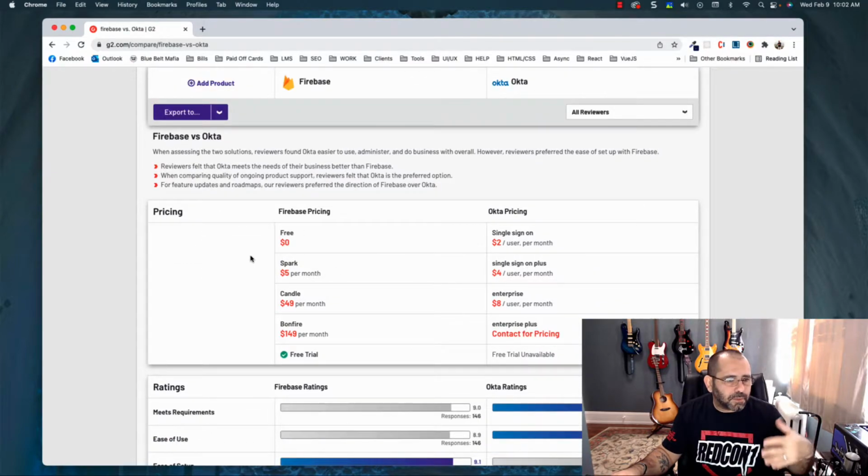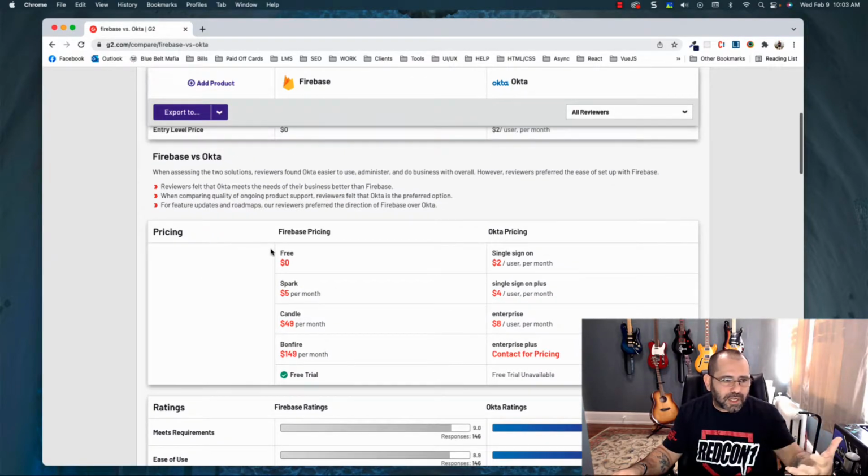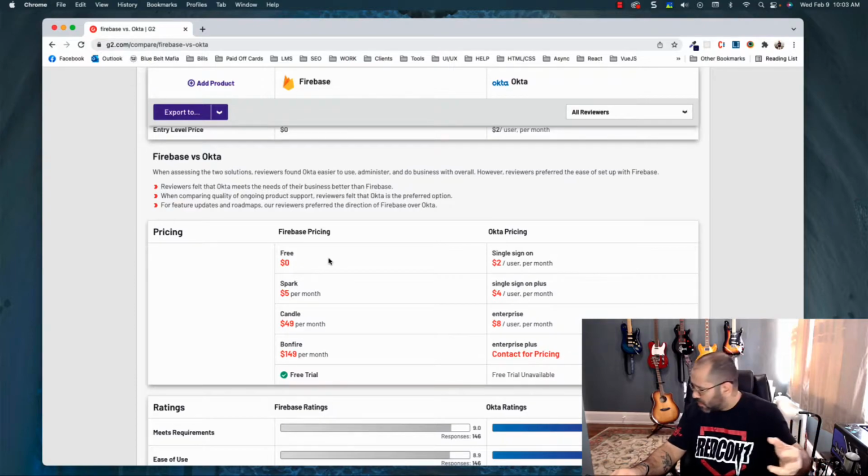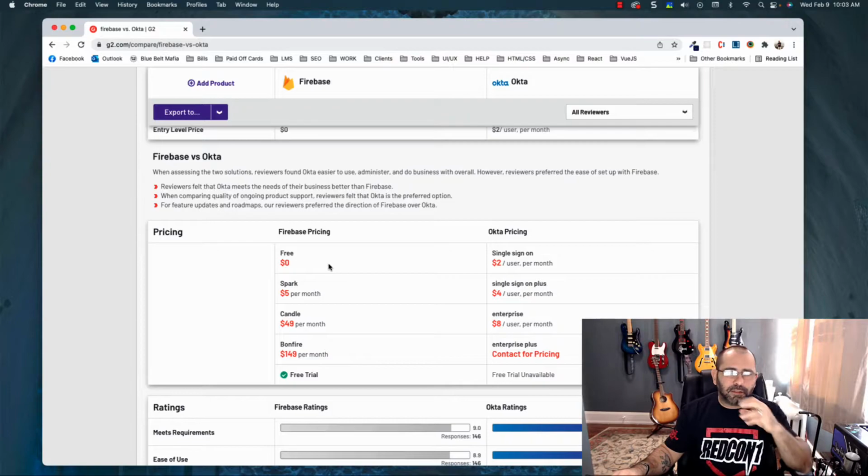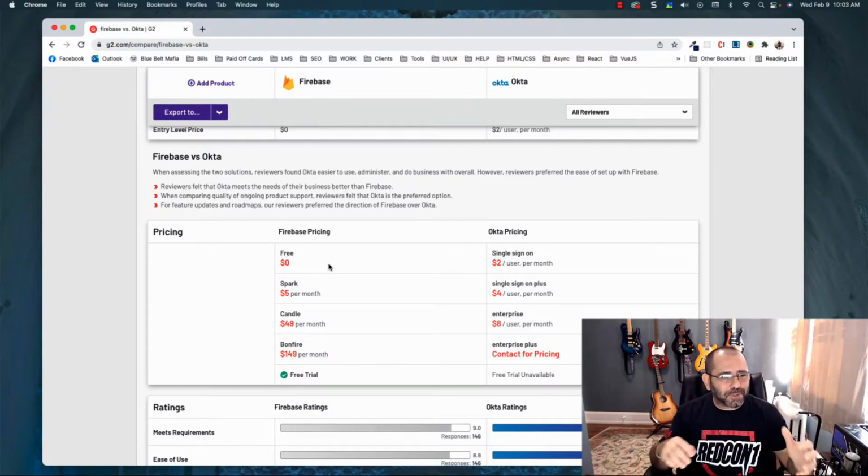Now here's a little more explanation on the pricing tiers. They all have tiers. Oh my God, Mocha, stop it. All right, so they have different tiers.